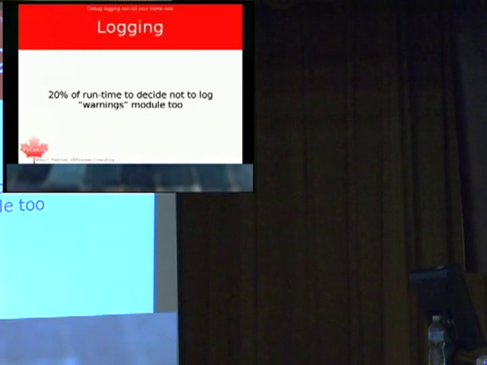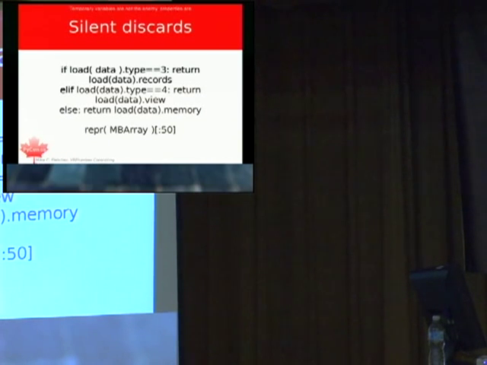Common issues in modules: logging in particular sucks. It's really, really bad for performance. It's a great module, but it's really bad for performance. And the warnings module, which uses it, is the same basic code. Silent discards, this is something where you look at it and go, dude, what was I doing?